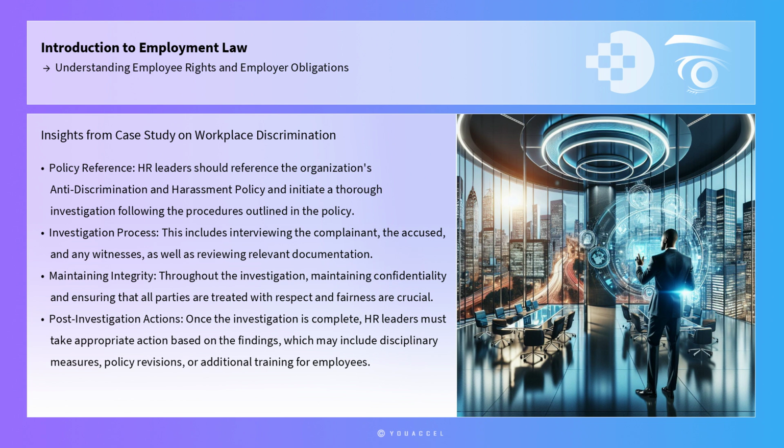This includes interviewing the complainant, the accused, and any witnesses, as well as reviewing relevant documentation. Throughout the investigation, maintaining confidentiality and ensuring that all parties are treated with respect and fairness are crucial. Once the investigation is complete, HR leaders must take appropriate action based on the findings, which may include disciplinary measures, policy revisions, or additional training for employees.